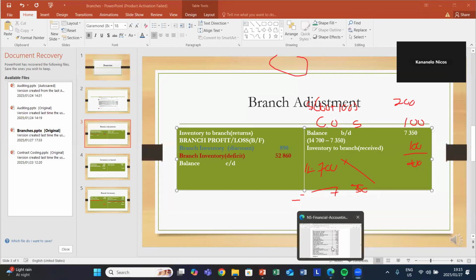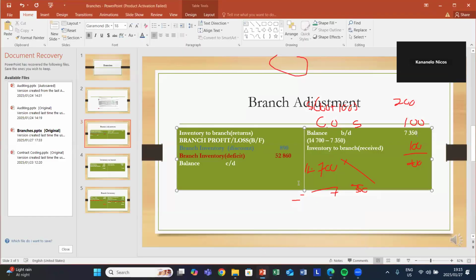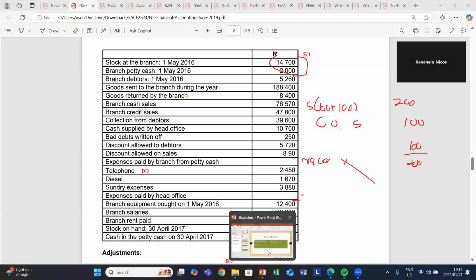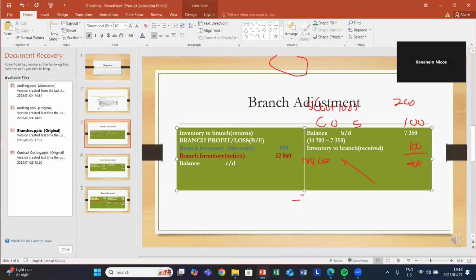Even in the second thing, you'll do the very same thing. What are you supposed to look for? Let's look for the goods that you received. With the goods that you received, you'll use the very same formula: amount multiplied by what I want over what I have. The amount that we received was how much? 188,400. Then say multiply by 100 divided by 200. 188,400 multiplied by 100 divided by 200, and then we get 94,200. So 94,200 will be the cost of sales.